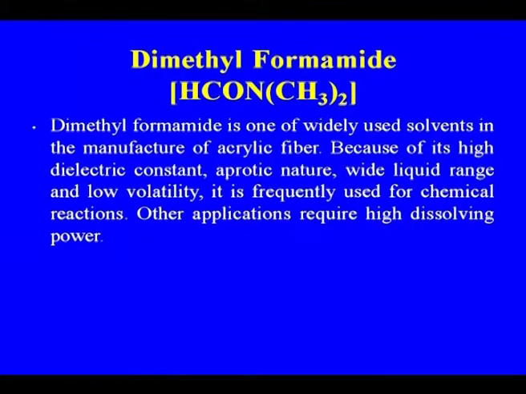So, this was only possible with the availability of dimethyl formamide, and at the same time we also use dimethyl formamide as a solvent. While discussing the C4 chemicals, we discussed dimethyl formamide being used for extraction of some of the petrochemicals. Because of its high dielectric constant, aprotic nature, wide liquid range and low volatility, it is frequently used for chemical reactions. Other applications require high dissolving power. Because of that, as I told you, we use it for the spinning process.